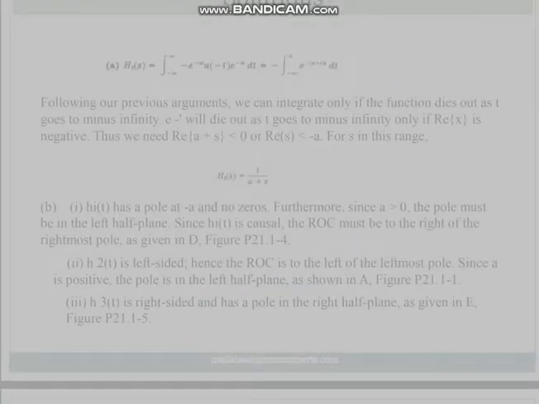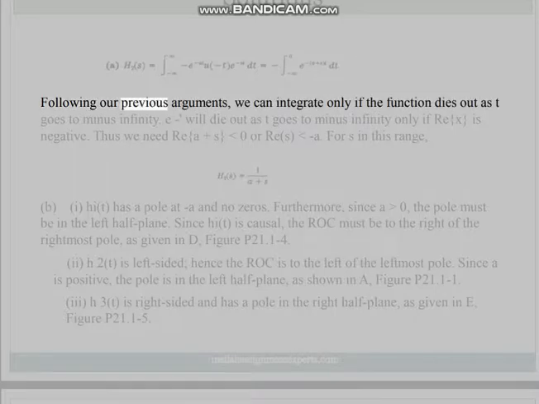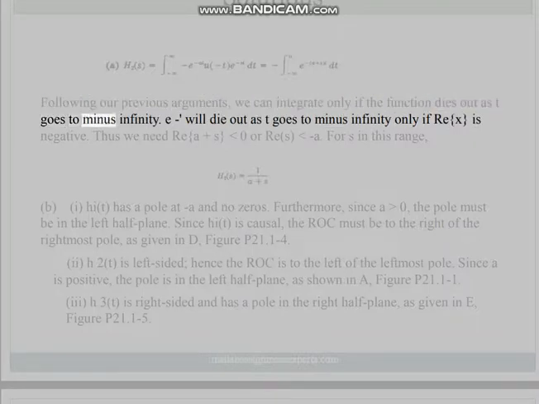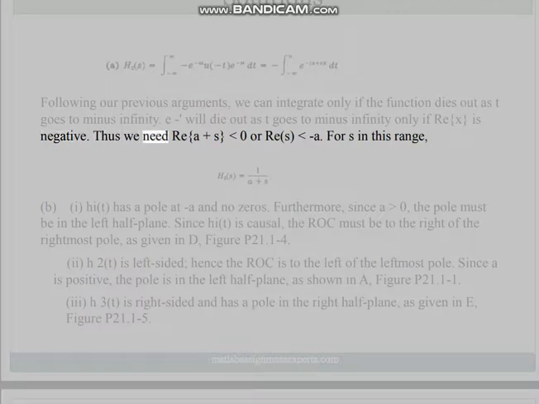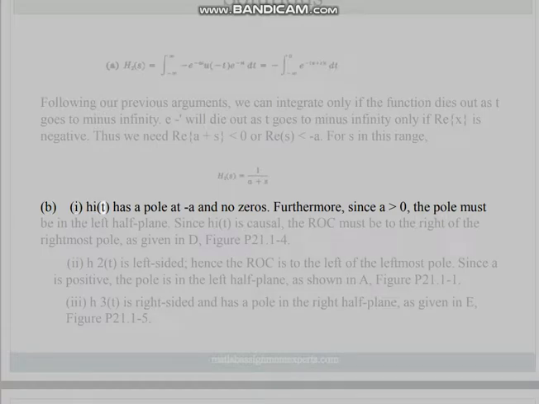Solutions. Following our previous arguments, we can integrate only if the function dies out as t goes to minus infinity. e^(-st) will die out as t goes to minus infinity only if Re(s) is negative. Thus we need Re(a + s) < 0, or Re(s) < -a. For s in this range, b. 1. h1(t) has a pole at -a and no zeros.